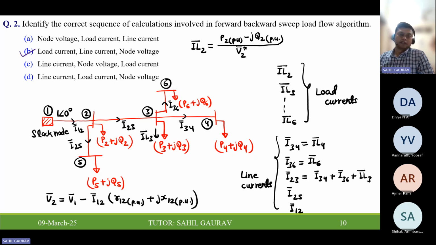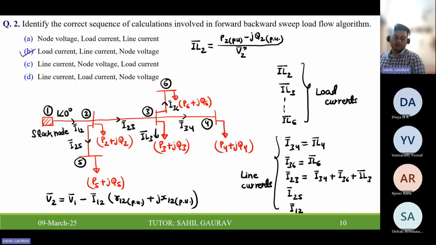Similarly, you cannot find voltage directly at V4. You first find the voltage at 2, then 3, 6, and so on. After finding voltage at node 2, then you have to move forward. You cannot directly find the voltage at node 4. And similarly, in backward sweep, you cannot directly find the line current I12. You have to find from the far end, from the end nodes.